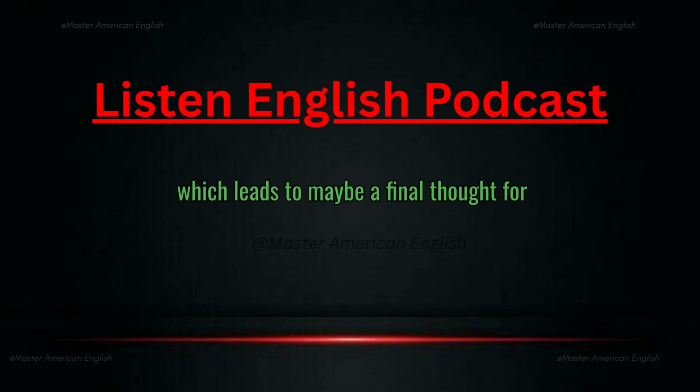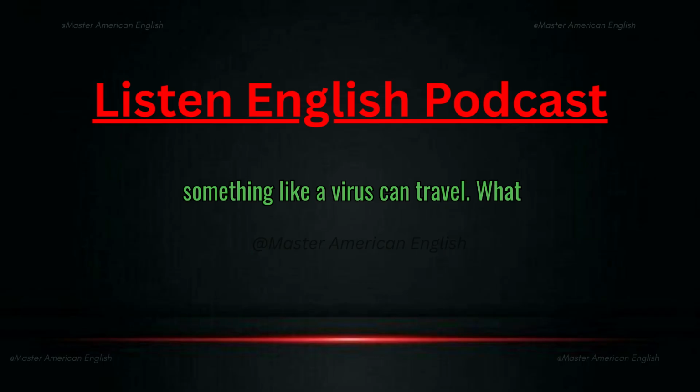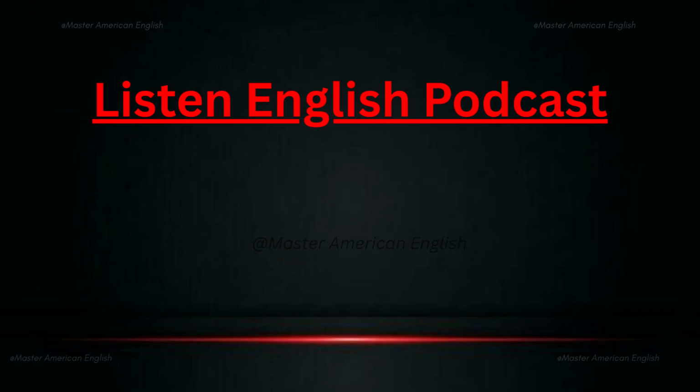Which leads to maybe a final thought for you, the listener. Considering how linked global markets are and how quickly something like a virus can travel, what other parts of life, things that seem totally separate, might actually share these deep down principles? Principles of exchange, risk, how things spread, how we build resilience. Where else do these patterns show up? Something to chew on. Definitely.